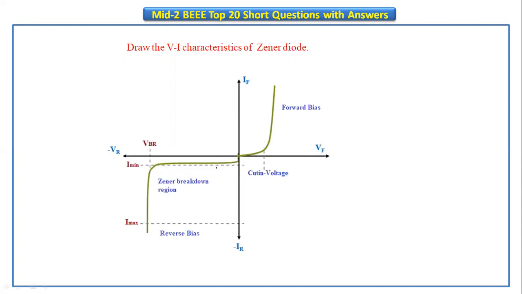So these are the VA characteristics of Zener diode. It is a forward voltage and the forward current. These are the forward bias characteristics. Up to this voltage, there is no conduction. After cut-in voltage, it starts conducting. These are the forward bias characteristics.